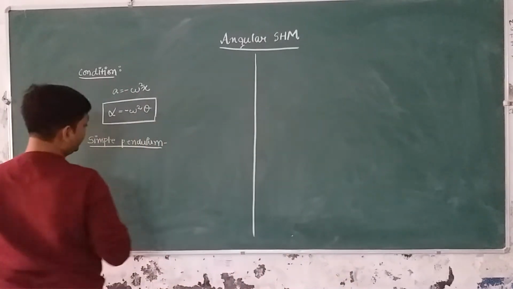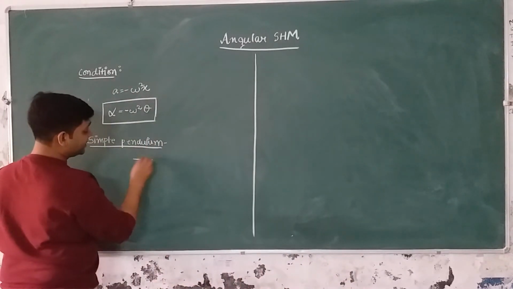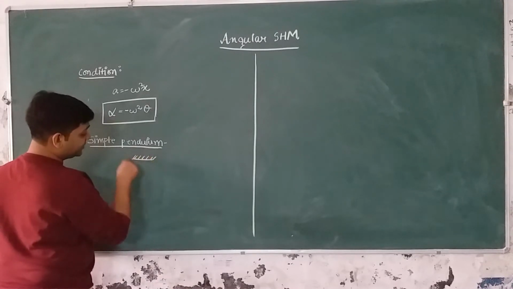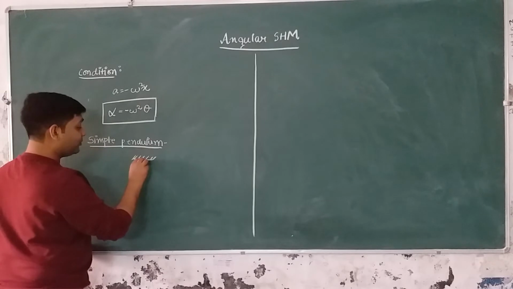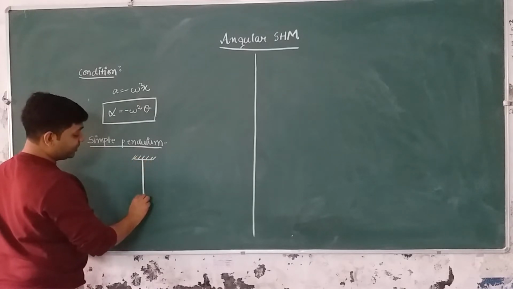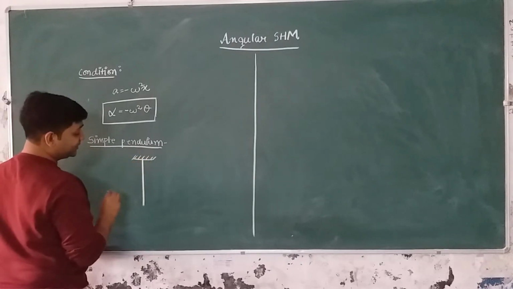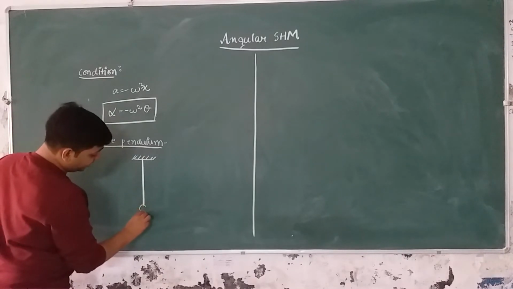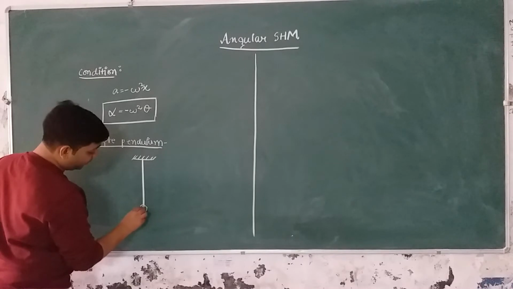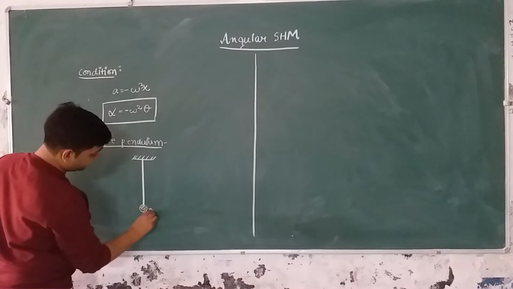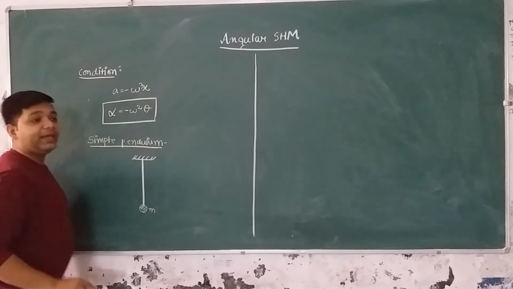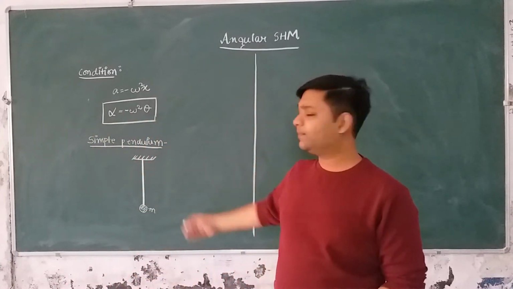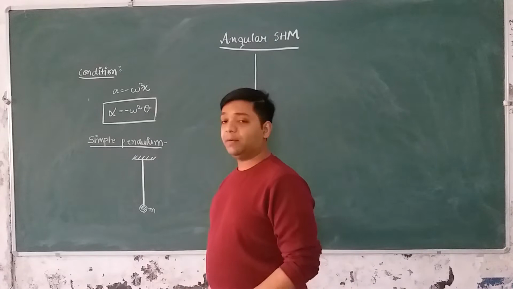So our simple pendulum looks like this. This is suppose a ceiling, and this end is fixed. One end of the string is attached to this ceiling or the fixed point, and the other end of the string is connected to a bob of mass m. This string is inextensible and massless, that means it is an ideal string. So this is our simple pendulum.